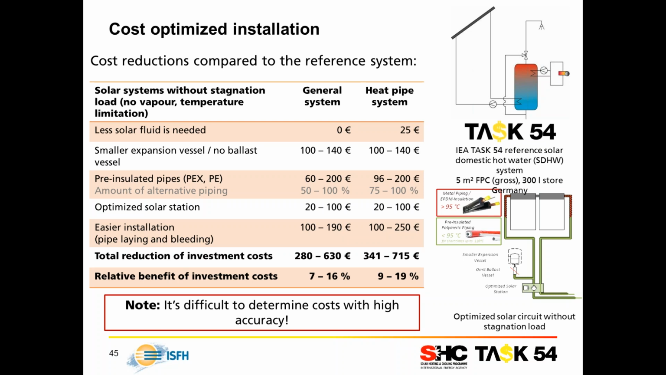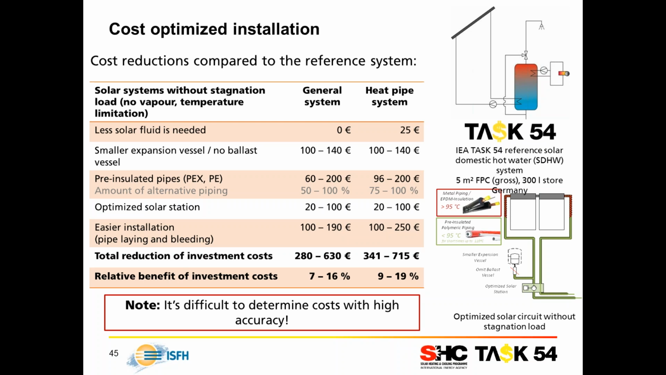The cost reduction by polymeric pipes depends on their possible amount and is up to 200 euros if 100% can be replaced by the polymeric pipes. In the case of the solar station, we come to a benefit of 20 euros until now, but we assume that the completely new version based on cheap polymeric materials can reach a benefit of up to 100 euros.